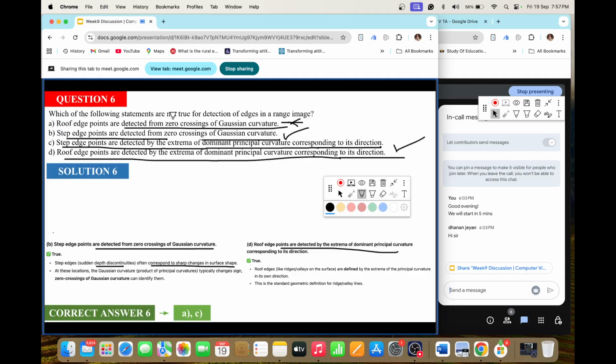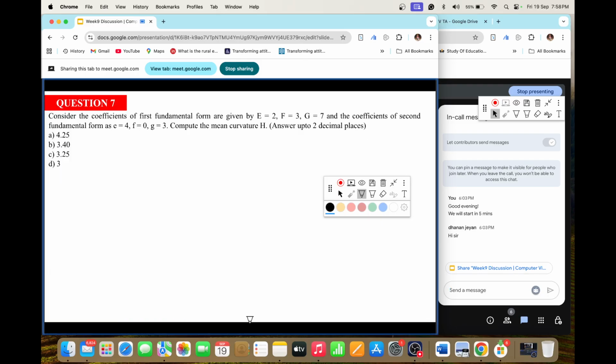But here it has been asked which are not true for detection. So we have to give the reverse of it. So option A as well as option C is the answer here. So this is the thing. Again, it is a pure theoretical question, so you just have to understand this.